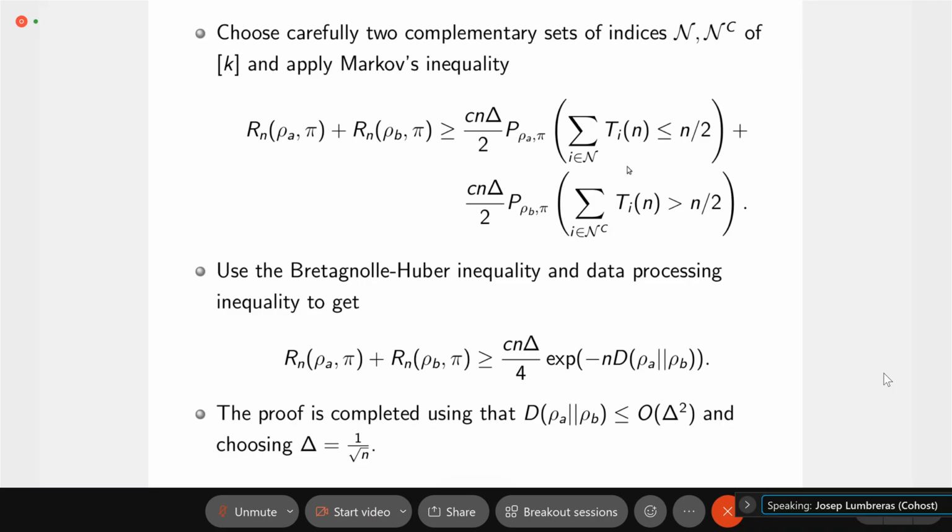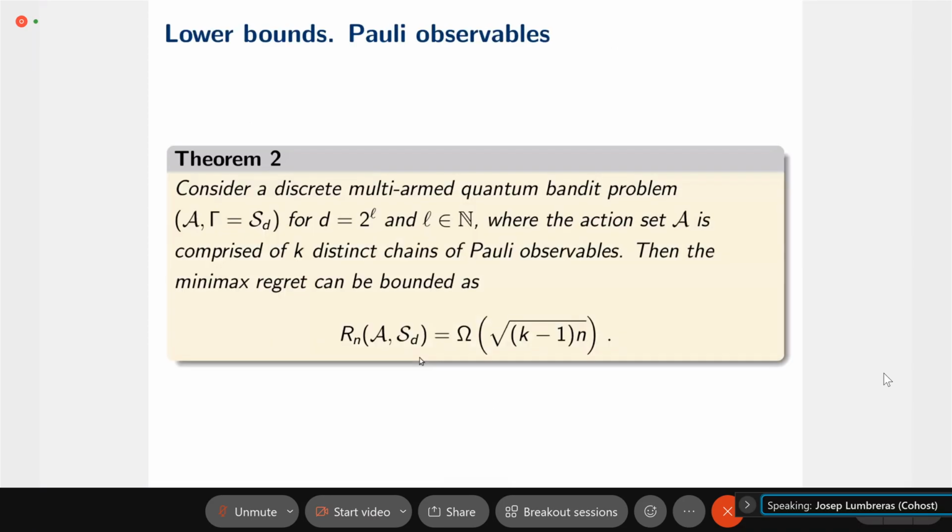So since we have that, we can apply the Bretagnolle-Huber inequality plus the data processing inequality to go from a classical divergence to a quantum divergence. And in general, we have that the sum of the two regrets is bounded by some constant that depends on the action set and delta, and the exponential of minus n times the quantum divergence of the two quantum states. And then the proof is completed by just seeing that this divergence is less than or equal to something that goes as delta squared, and then choosing delta as 1 over square root of n, the proof is complete. So this is the only proof that I will discuss in this talk.